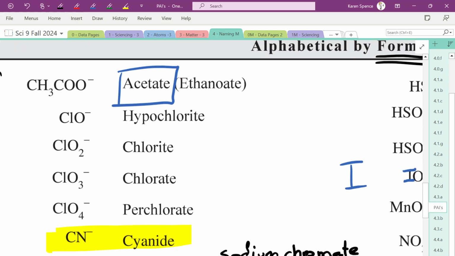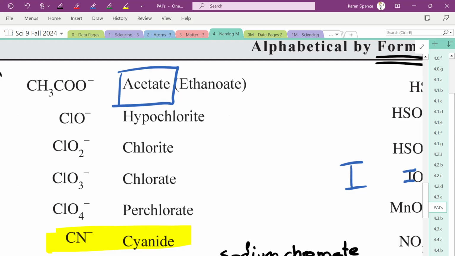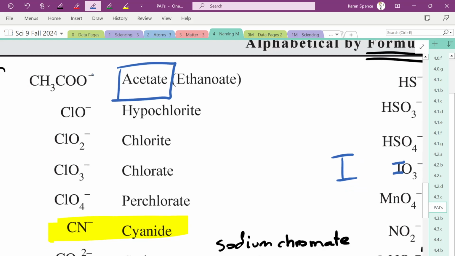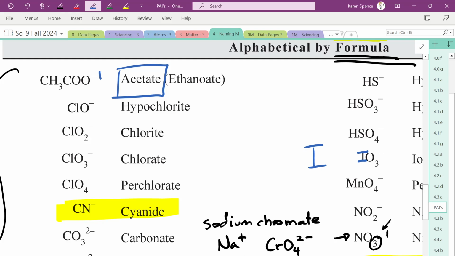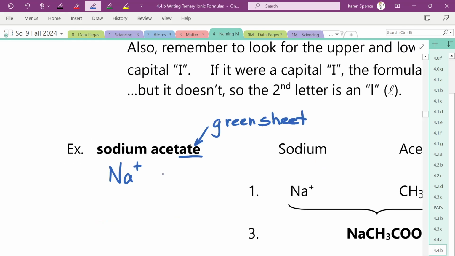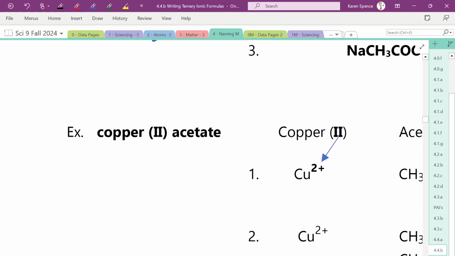When it just has a minus, does that mean -3? Does it mean -6? What does it mean? -1. Okay, so here we have CH3COO minus. Are our charges balanced? Yes, we have +1 over here and we have -1 over here, so we don't need to do anything. It just becomes NaCH3COO. Okay. Copper 2 acetate.